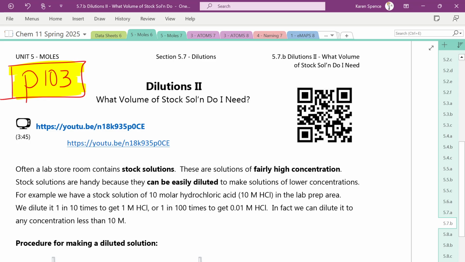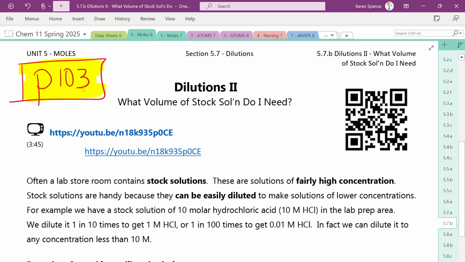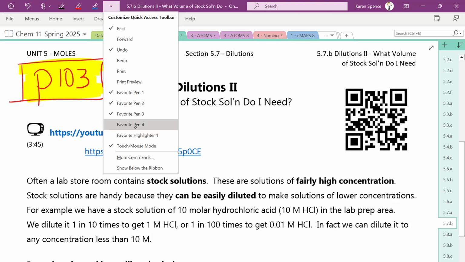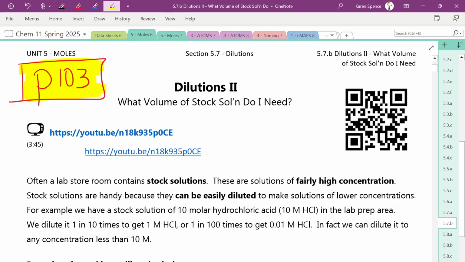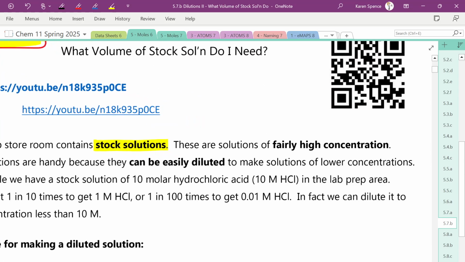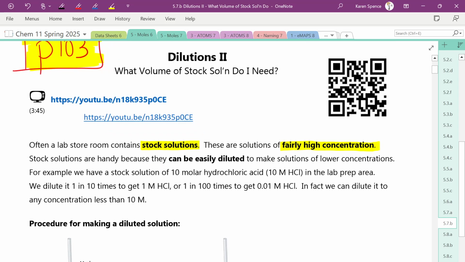Page 103. All right. So in our back prep room there are a bunch of solutions called stock solutions. Okay? And these are solutions that have a fairly high concentration of solute.